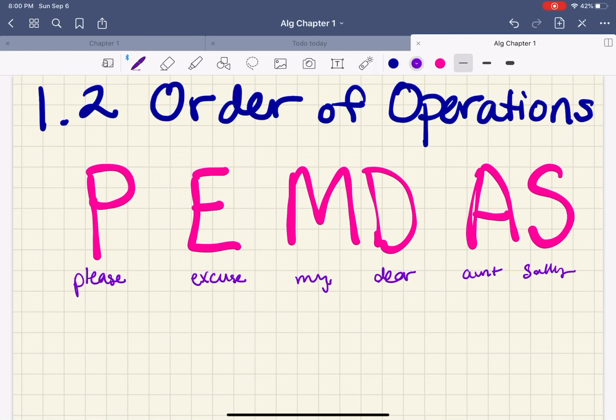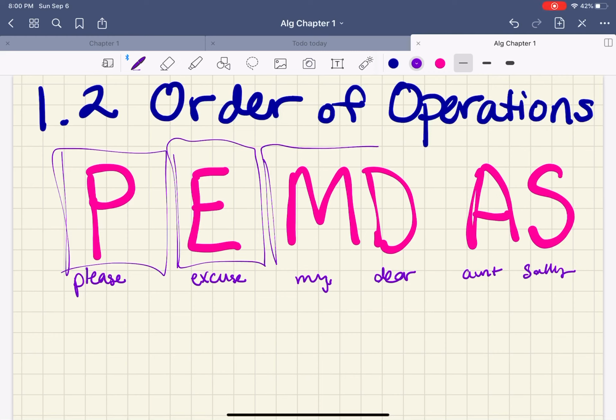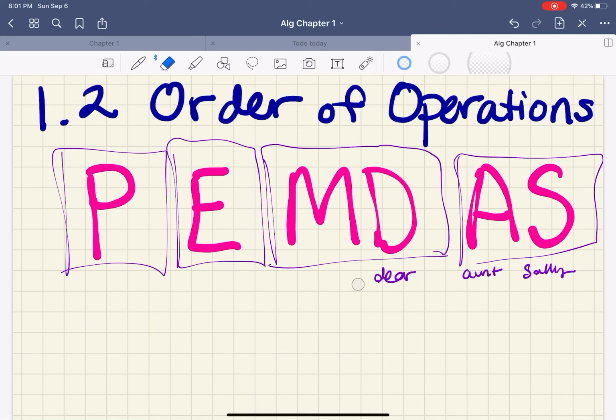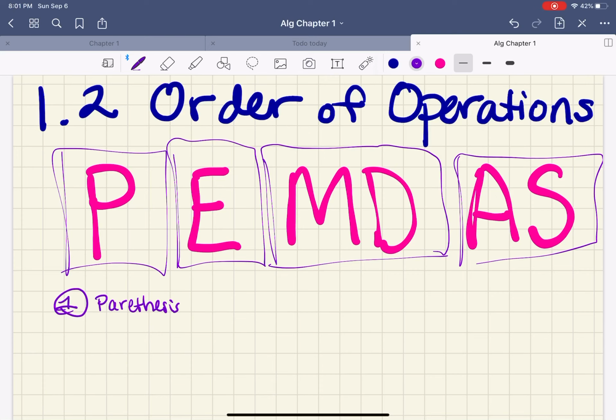And it's like, what do you mean? What do you mean this is an order? That doesn't make any sense. Well, the letters represent what our priority is going to be. So the first letter that we have is P. That means that the first thing that you are going to work with when you have an expression that you're trying to simplify are parentheses. E is the second one. What does E stand for? Exponents.